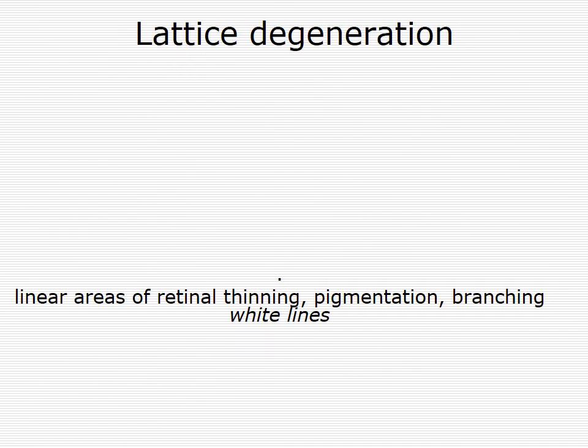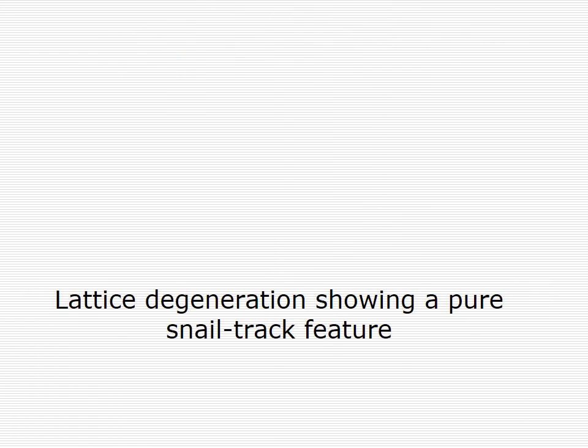Lattice degeneration. In lattice degeneration, we have linear areas of retinal thinning, pigmentation, and branching white lines. Lattice degeneration, showing a pure snail track feature, is present in this image.